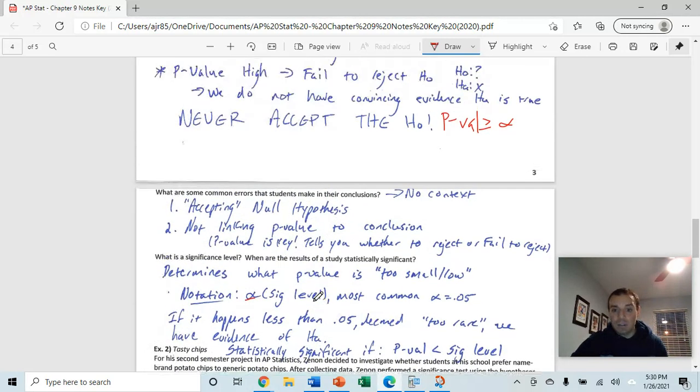We deem the results what's called statistically significant if our p-value is low, if we have evidence of the alternative and we can reject the null hypothesis. Our p-value is less than the significance level.